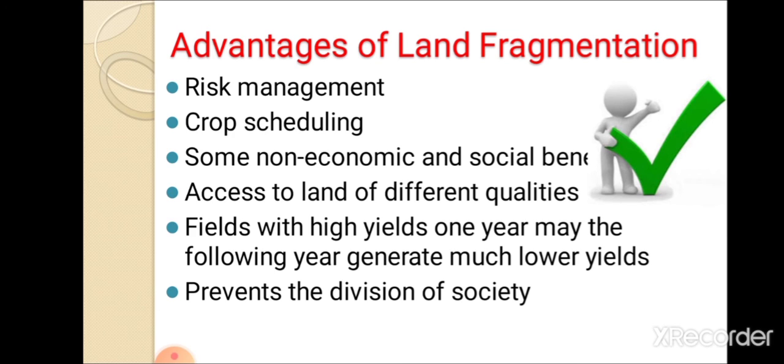After that, next advantage, that is prevention of division of society. That means subdivision of land holding prevents the division of society into two antagonistic classes, that is class of big landowners and landless agricultural labor. So it ensures a certain degree of economic equality. So these are the different advantages of land fragmentation.